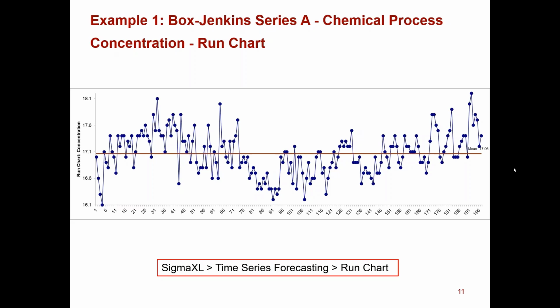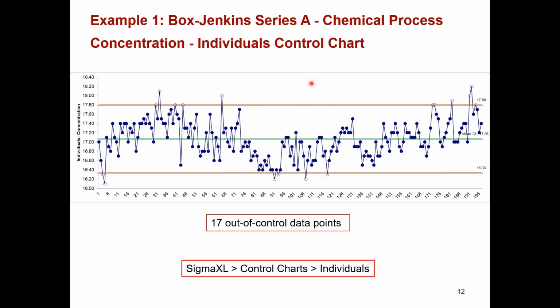This is a run chart of the chemical process concentration data. And what I've done to illustrate is I have an individuals control chart. So this is just a regular Shewhart chart on the chemical process concentration data. Because it has this wandering mean with autocorrelation, we have 17 out of control data points. Okay, well, that's a problem if you have something like this going on, because that's a lot of alarms going off and there's no actual assignable cause tied to these alarms.